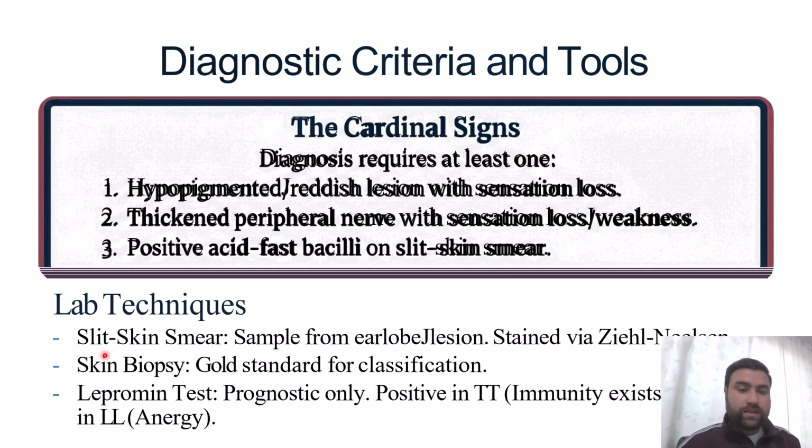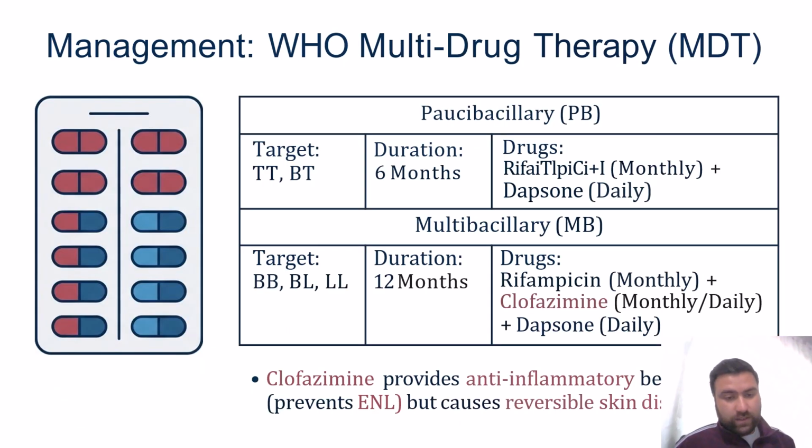What labs can you do? Slit skin smear. The slit skin smear is made from the earlobe lesion and it is stained with Ziehl-Neelsen stain and you can see acid fast bacilli. Then skin biopsy. Skin biopsy is the gold standard investigation for the classification of leprosy, whether it is tuberculoid or lepromatous, as well as it also helps in diagnosis of leprosy. And lepromin test is used only for prognostic purposes. It is positive in tuberculoid leprosy as well as in case of lepromatous leprosy.